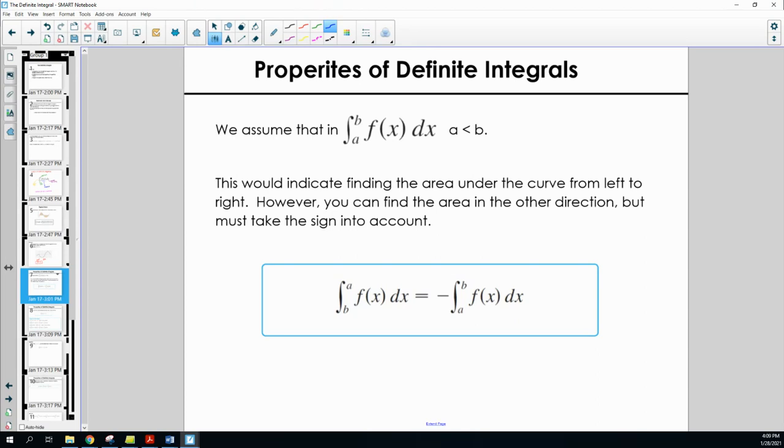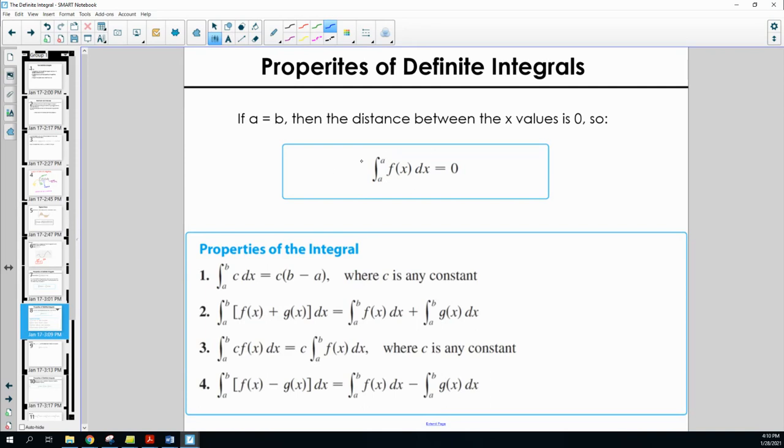However, you can find the area under the curve going in the other direction, so going from right to left, but you have to take the sign into account. So if you're going technically backwards, right, you're going to be negating everything you're doing. So here we have the opposite way. So if we have the integral from b to a, where the larger number is on the bottom, we need to negate it and switch it. So we always want to make sure that the lower limit on the bottom is the smaller number. So if we're given the lower number being on the top, we have to flip where the limits are and then negate it. Okay, so that's our first property.